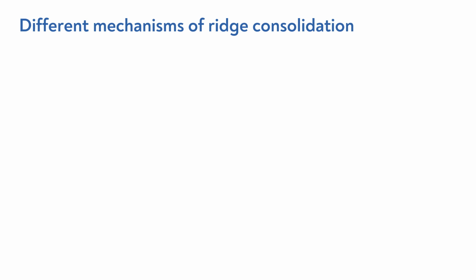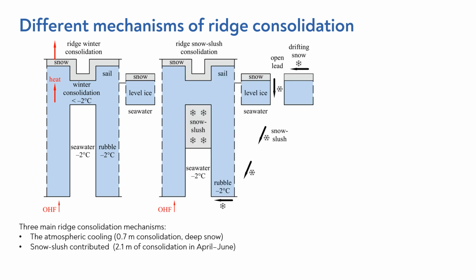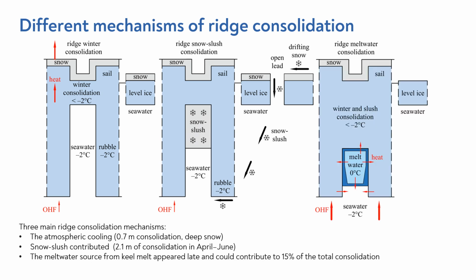Summarizing the first part of this presentation, we suggest 3 different mechanisms of ridge consolidation. The first, the classical one, is via atmospheric cooling. This mechanism gave only 70 centimeters of new ice to the investigated ridge. The second, via snow-slush, which may reach a ridge keel due to divergent or convergent deformations. This mechanism gave more than 2 meters of new ice to our ridge. Finally, a small part of consolidation in summer may occur due to the transfer of meltwater into ridge keels.